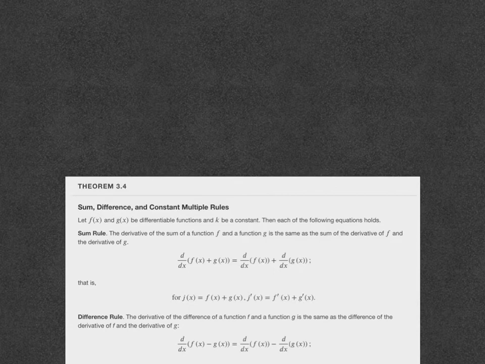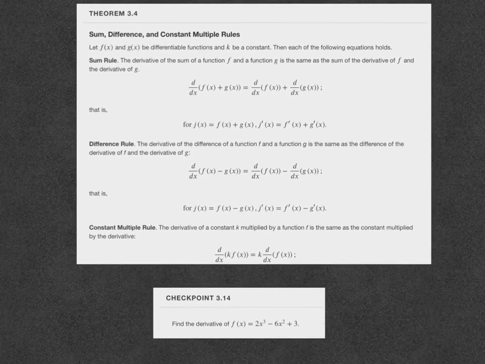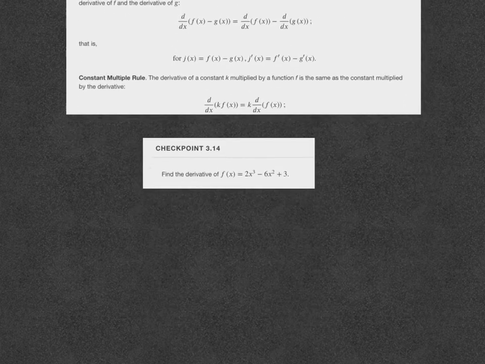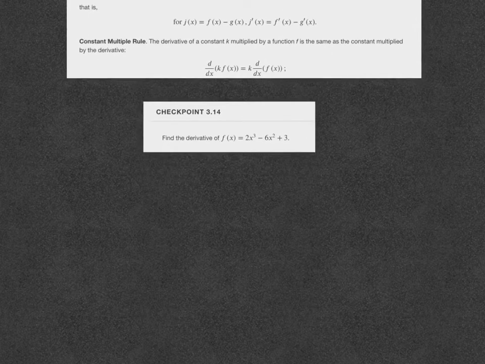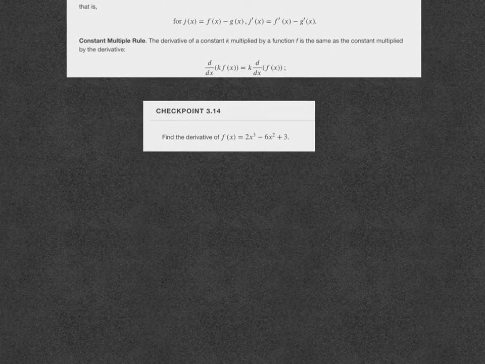Let's scroll down and take a look at an example of how we use those different rules. Find the derivative of f of x equals 2x cubed minus 6x squared plus 3. I'm going to expand this out a really long way. I won't expect to see this from you in every example, but I am going to for the purposes of the lecture video. Okay, so I want to take the derivative of 2x cubed minus 6x squared plus 3.